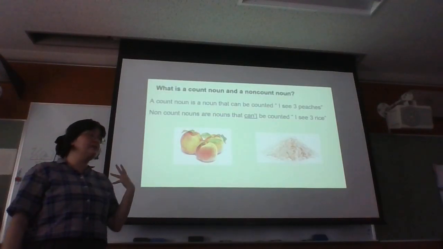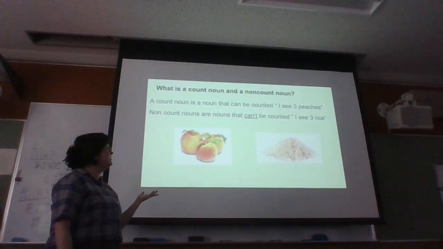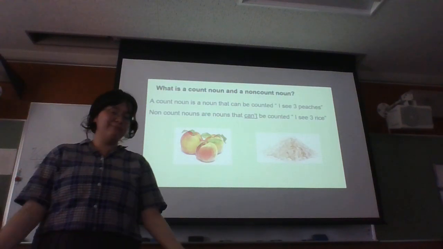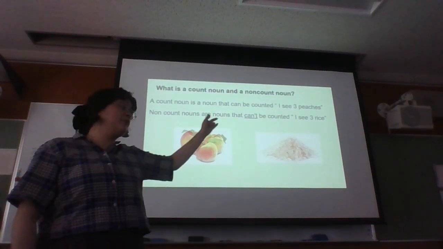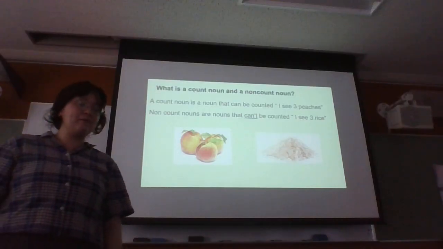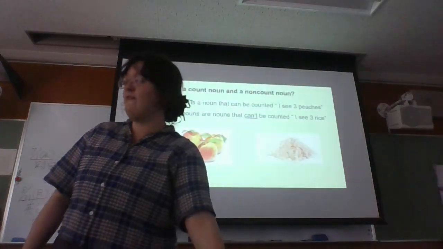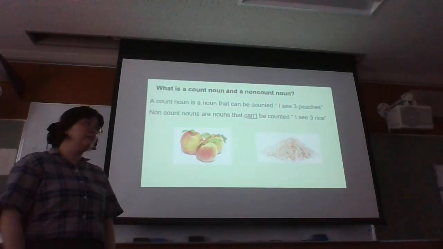Next, we're going to learn about these new kinds of nouns. We have a countable noun and a non-count noun. A count noun is a noun that can be counted. We know these. They're words that end with S. So we can say I have 3 peaches. I have 3 remotes. I have 3 pens. All of these end in S.